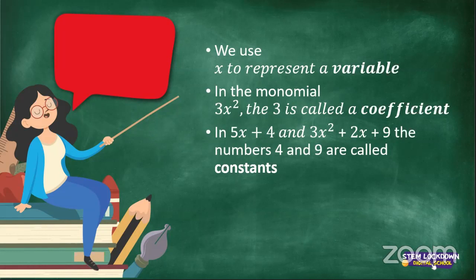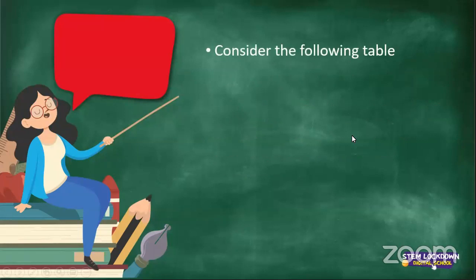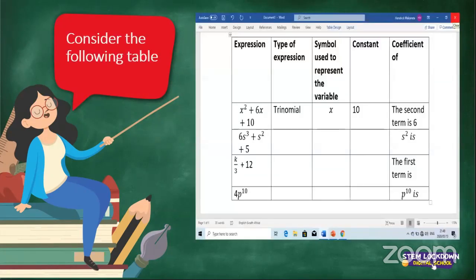Now, can we proceed to look at a table? In the table, I've given you the first example. As you can see, this is the table that we have. We have an expression, the type of expression, the symbol which is used to represent the variable, the constant, and the coefficient of the second term.